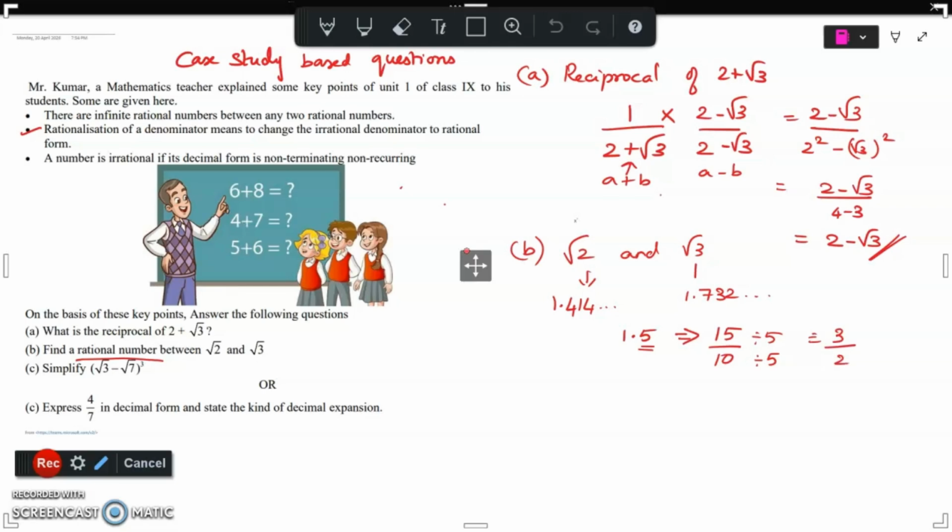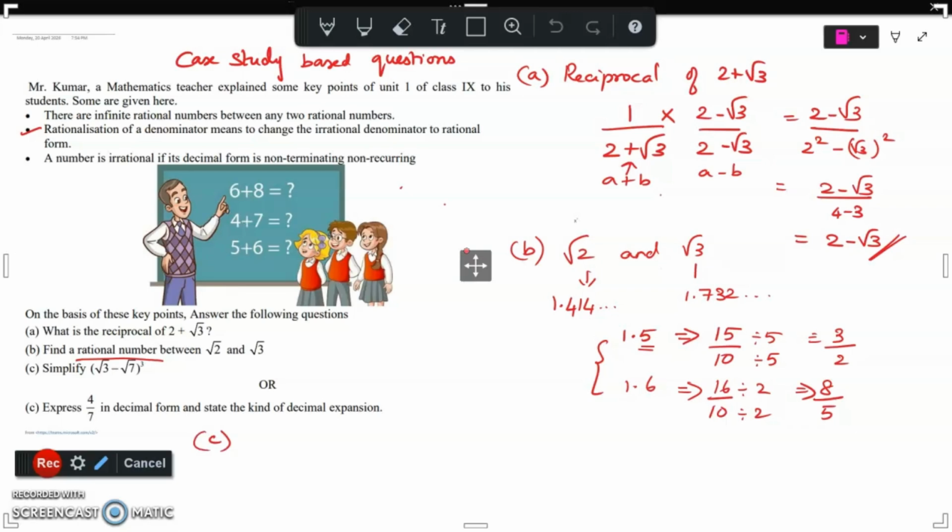And there is another way of writing, like you can find any rational number. It can be 1.6, which is 16 by 10, which is reduced by 2, and you will get it as 8 by 5. Is there any other way of doing it? Yes, there are so many ways you can choose in between, but these are the numbers I can pick because this is a two-mark question.